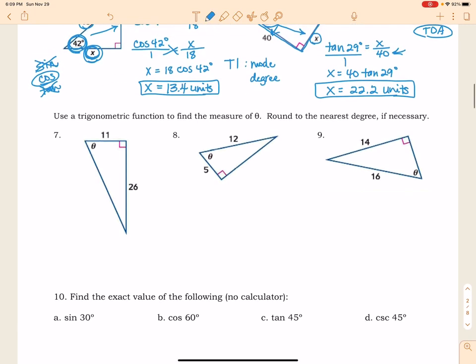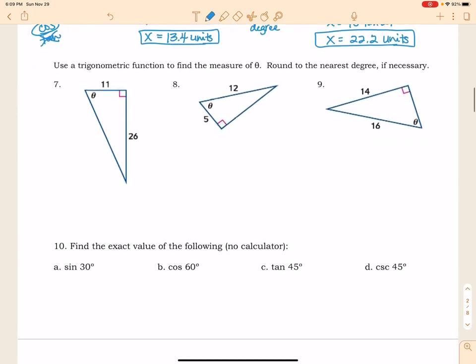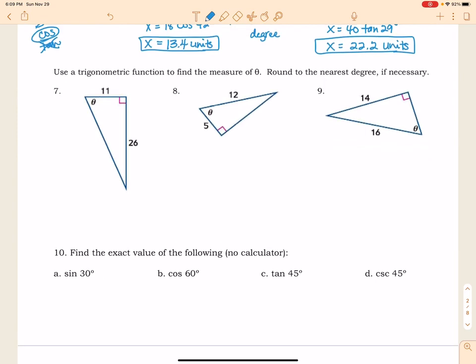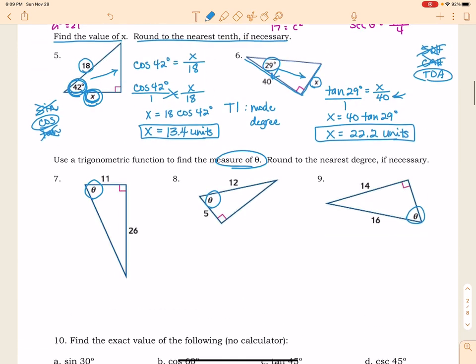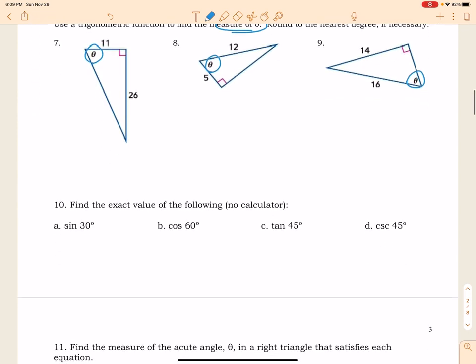Okay, so now let's look at these triangles. Use a trigonometric function to find the measure of theta, round to the nearest degree if necessary. All right, so for these, now you're looking for the angle. Notice that in these up here, we were looking for a side. That will change things a little bit, how we use it in the calculator, not how we set it up.